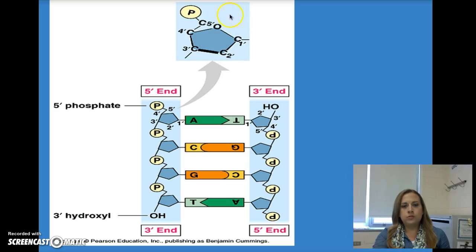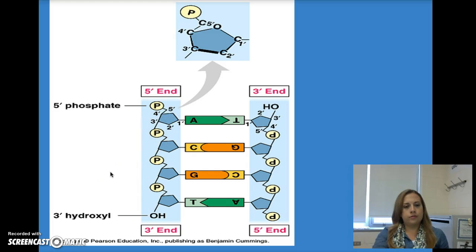So here we're kind of zoomed in on one of these sugars. And so this is our 5th carbon. This is our 3rd carbon. When DNA is all built and these nucleotides are attached to each other, you're always going to have the 5 prime and then the 3 prime, and it's always going to be aligned that way.